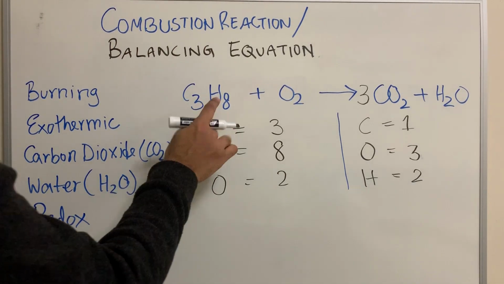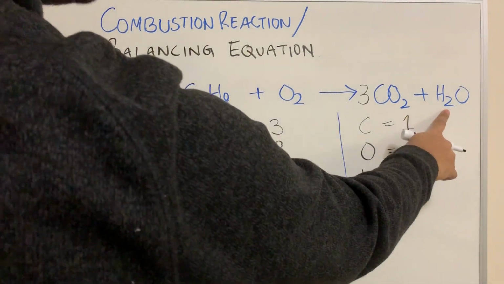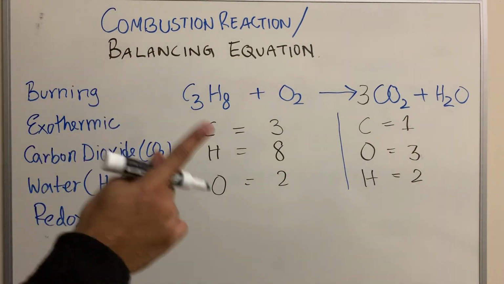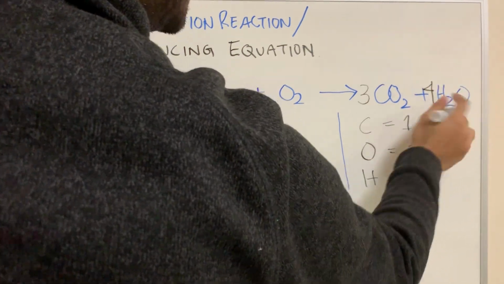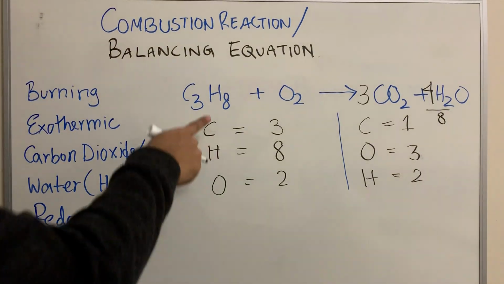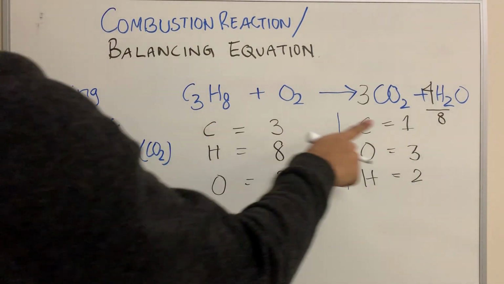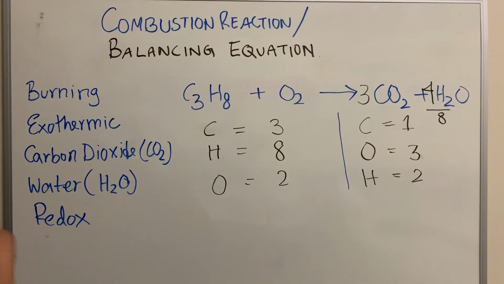Let's look at hydrogen now. There are 8 hydrogen atoms here. Over here, you have 2 hydrogen atoms. If you multiply that 2 by 4, that gives you 4 times 2, 8 hydrogens. There you go. So you have 8 hydrogens on the left-hand side and 8 hydrogens on the right-hand side. And now, not only is your carbon balanced, your hydrogens are also balanced.